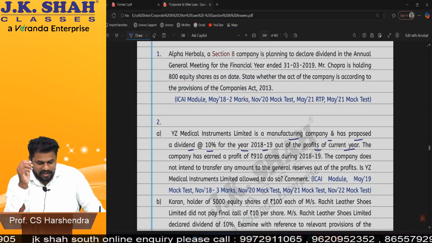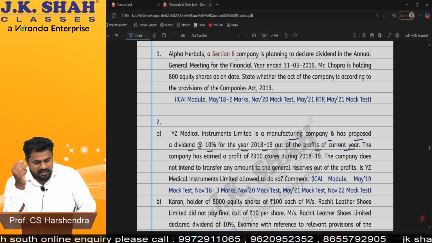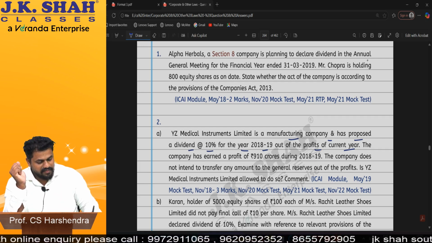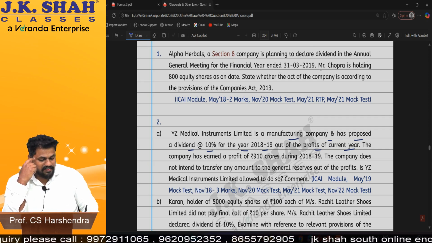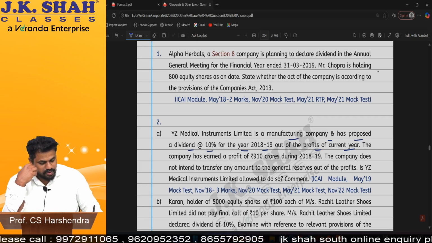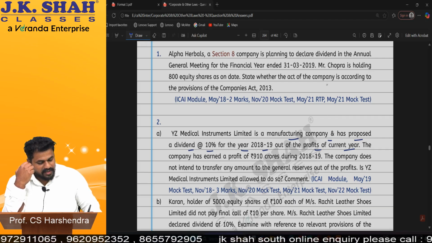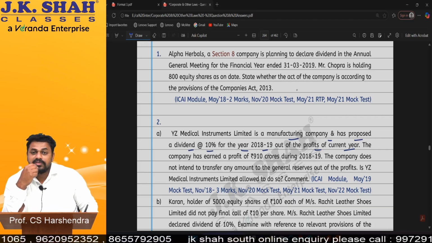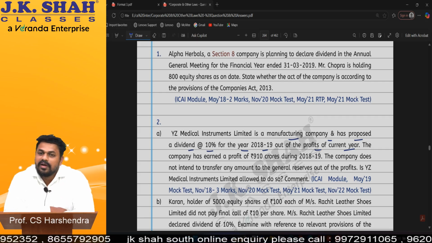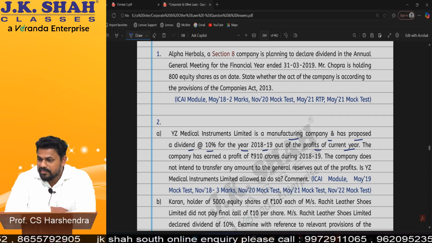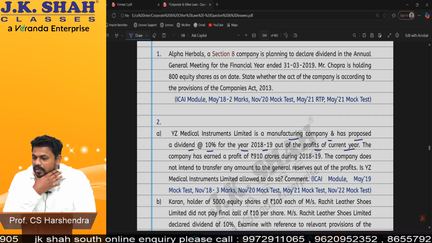First one, you all can answer, I think. Okay, I'll write this point specifically again. Alpha Herbals, a Section 8 company, is planning to declare dividend in the annual general meeting for the financial year ended 31st March 19. Mr. Chopra is holding 800 equity shares as on date. State whether the act of the company is according to the provisions of the Companies Act. No. Why? A Section 8 company cannot declare dividend. Very good.